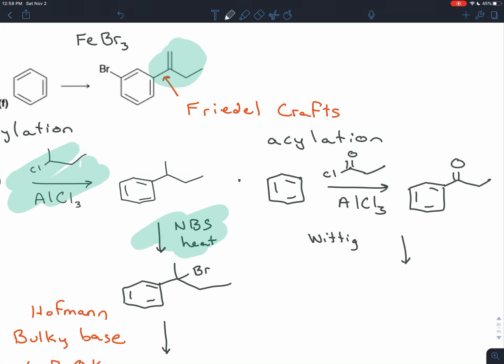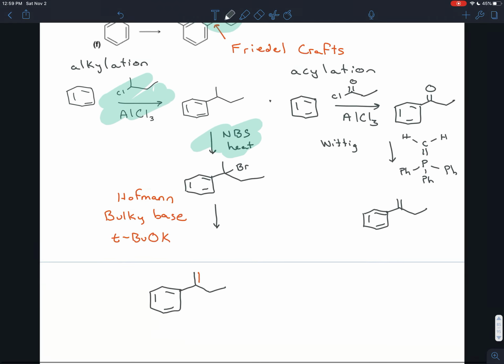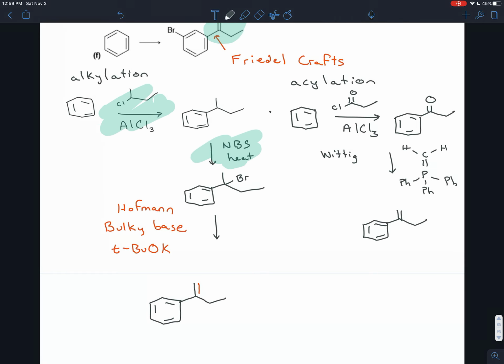So we have our ketone. All we would need is the carbon that we want to replace the oxygen with, CH2. That's what's up here. And have that double bonded to a phosphorus bonded to 3 benzene rings. And that, in one step, would give us what we want. So Friedel-Crafts acylation, I think, is the easier way to go here. You just follow that up with a Wittig reagent.